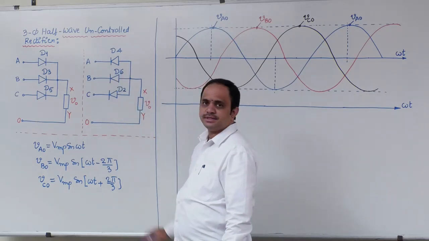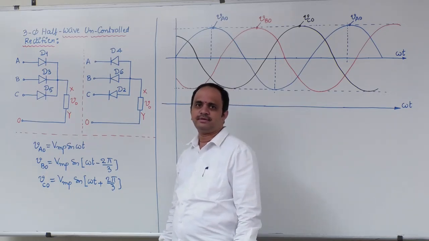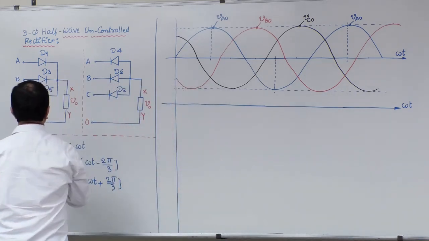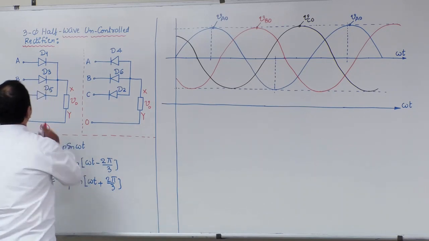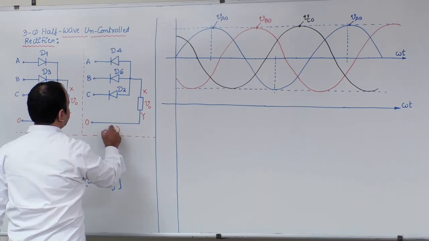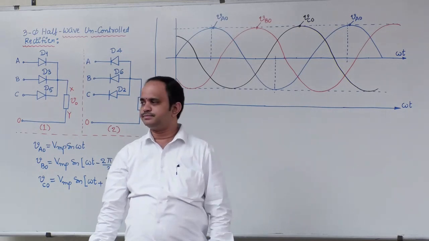Now, with this introduction, let us start the first circuit in three-phase rectifier circuits. The circuit title is three-phase half-wave uncontrolled rectifier. Okay. So there are two configurations here. The first circuit is named the common cathode configuration. The second circuit is named the common anode configuration.